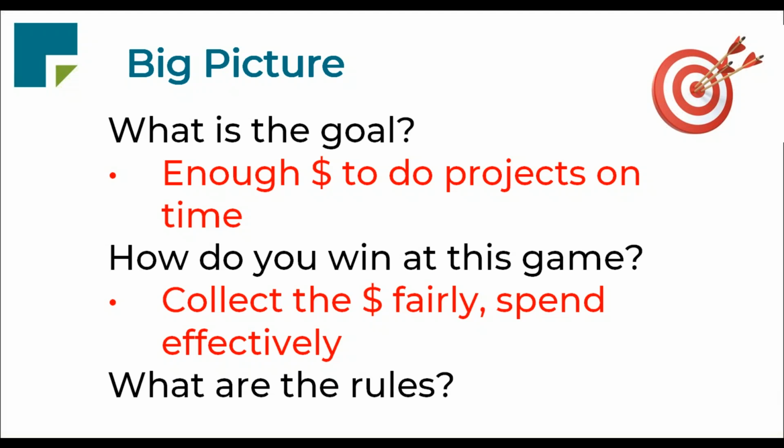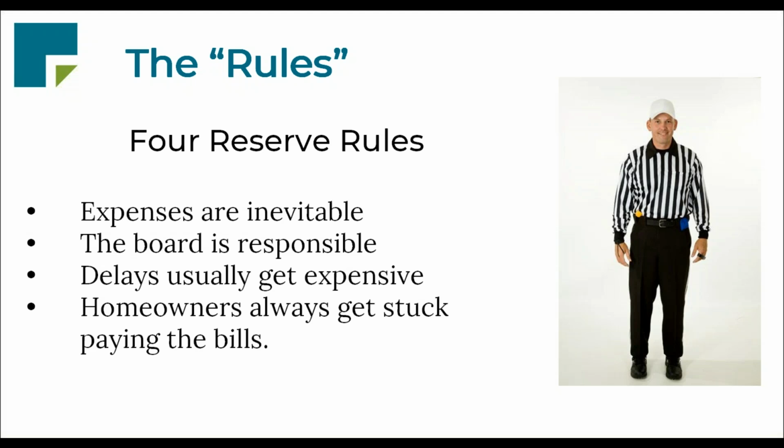And there are actually 2 sets of rules that affect reserve studies and reserve fund management. The first is pretty straightforward. It's what we call the 4 reserve rules. It's really just a statement of facts that expenses will always happen. There's no dodging them. The board is responsible to manage the assets of the association. Like I mentioned a moment ago, delays often get expensive. So it's good to do your reserve projects on time and not let them get out of hand. And then the owners always get stuck paying the bills. There is no magic genie. Whether the board saves the owners' money, or makes things more expensive, the owners always get stuck paying the bills.